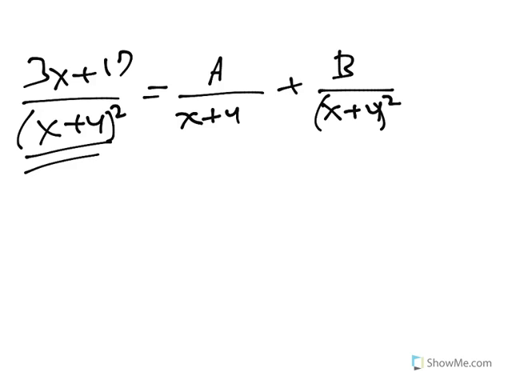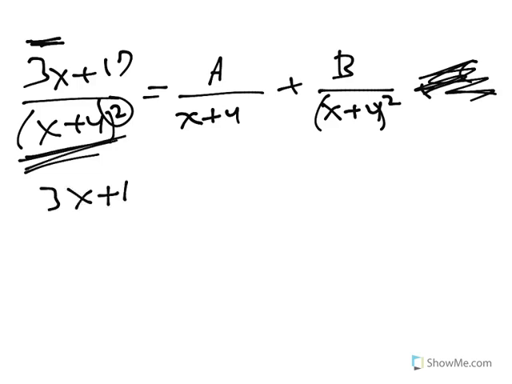Now there's a chance, like a could become 0. Not this time, because then you wouldn't have this 3x here, but this is how we set this kind up. And if it was a cubed, you'd have another plus c over x plus 4 cubed, but there isn't in this case. Just like before, multiply everything through by x plus 4 squared, get 3x plus 17 equals a times x plus 4 plus b.